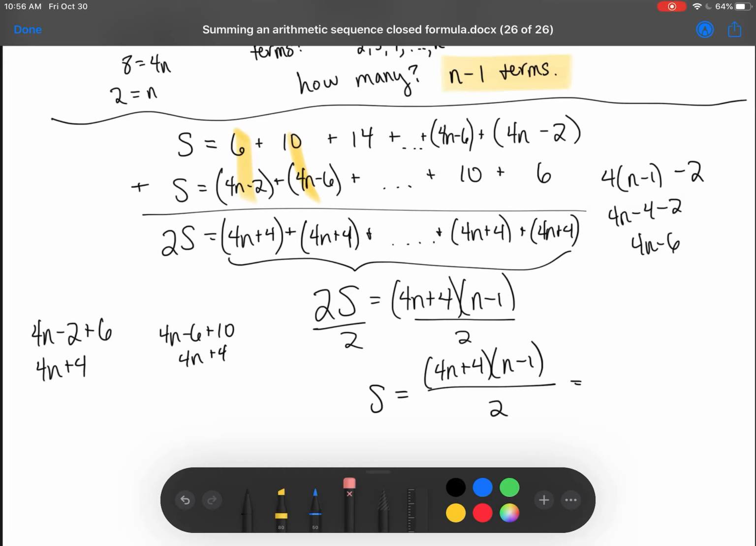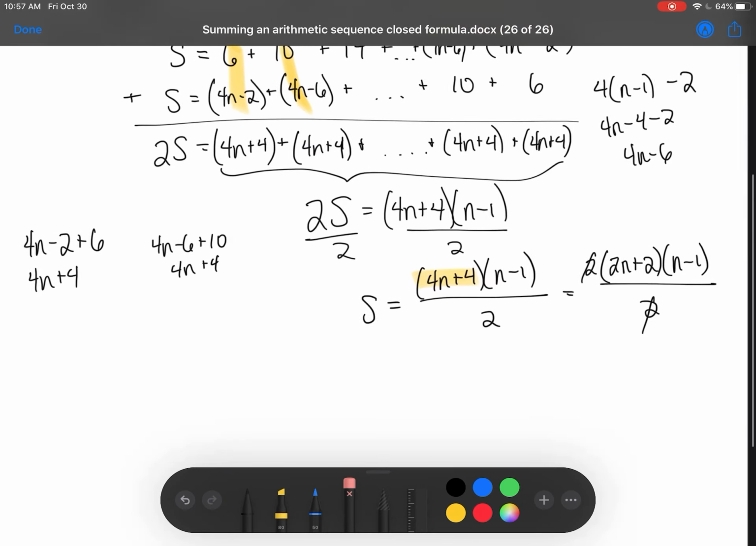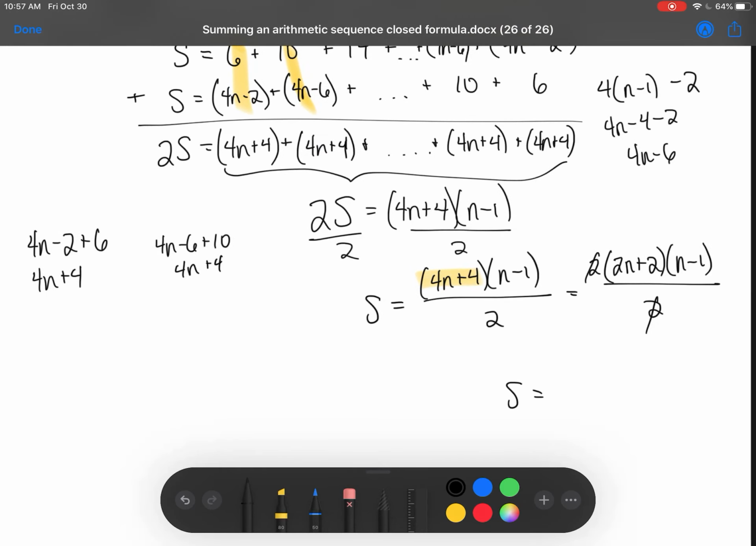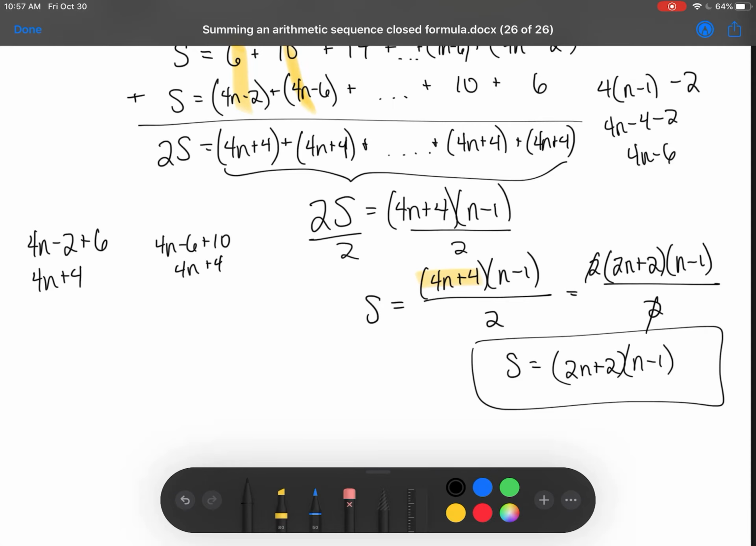And we could simplify that if we wanted to, although it's not strictly necessary, because we could factor a 2 out of this first part here, the 4n plus 4, and that would give us what, 2n plus 2 times n minus 1 over 2, and then we cancel the 2's and are left with the sum. Let me get a little bit more room here. There we go. We have 2n plus 2 times n minus 1. And there's nothing on the bottom there because the 2 canceled.